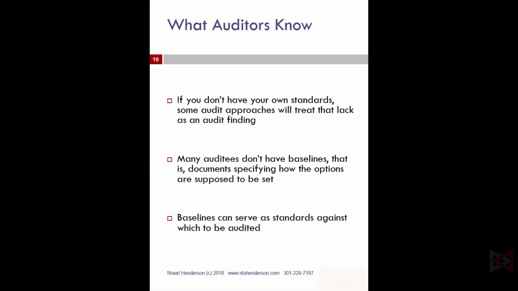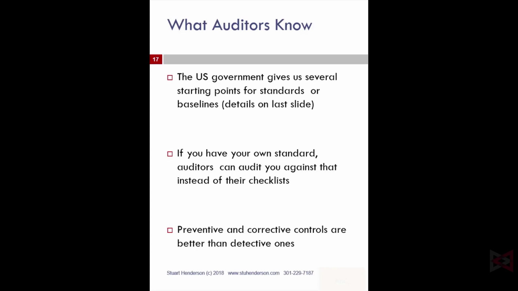They don't have documents saying how the options are supposed to be set. But the baselines, for example, if you say within our MVS Parm Labs, these are all the options that we have set here. This is why. This is our standard for the security options in the MVS baselines. You can use that as a standard, and you can almost force your auditors to use that as the standard to compare you against.